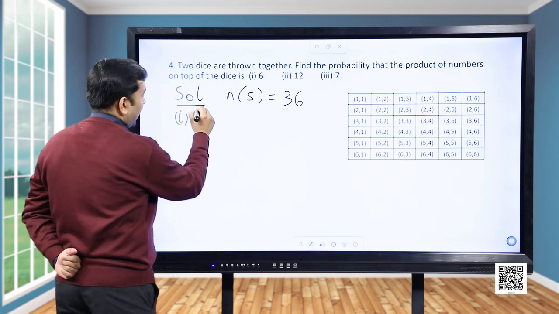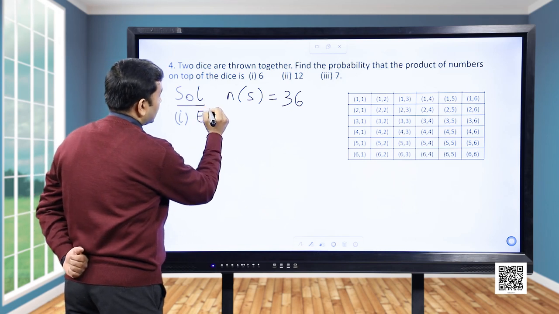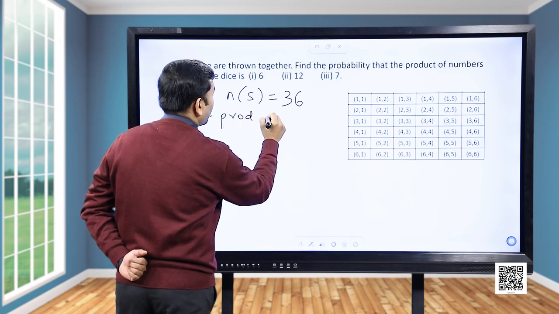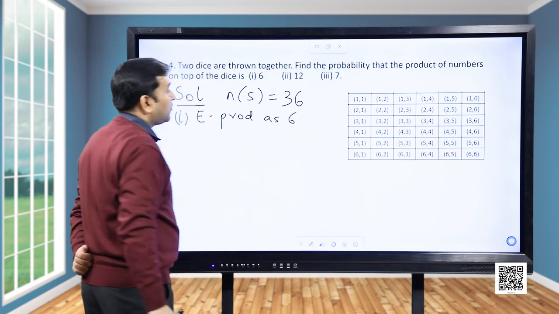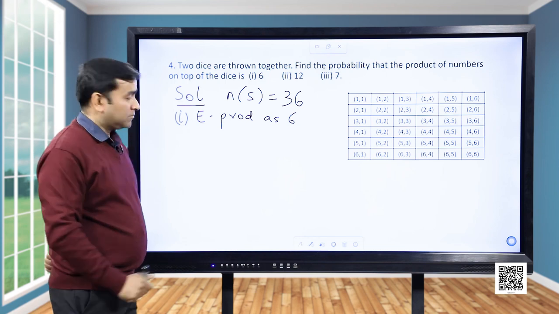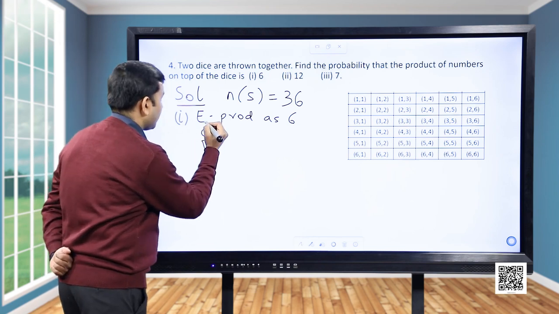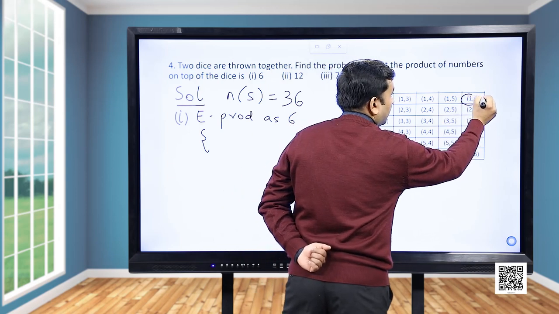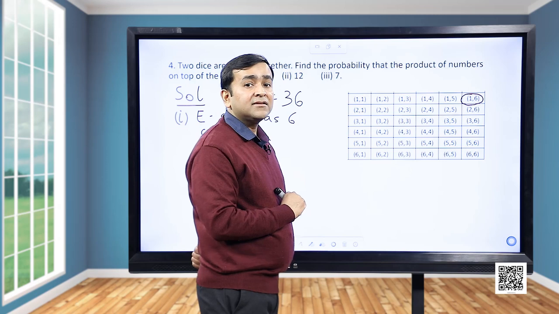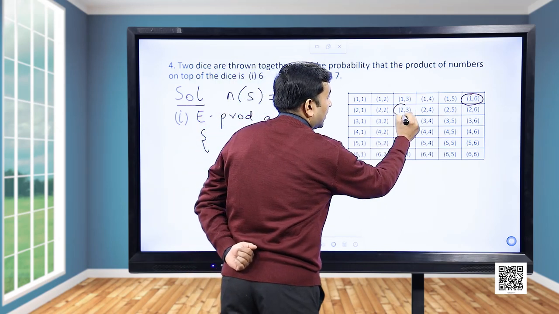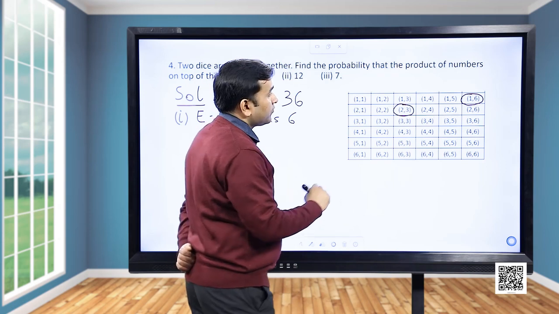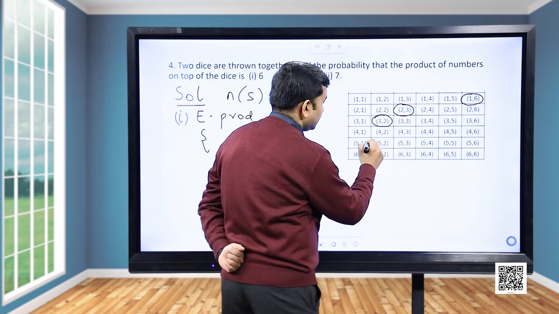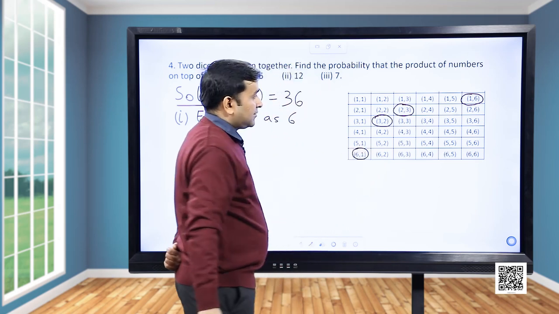So our first part, let E be the event such that we get the product of numbers as 6. So we need to find the favorable outcomes. What are the favorable outcomes? See, favorable outcomes, first of all, it would be this one. Why? Because 1 into 6 is 6. Then the other one would be 2 threes are 6. Next, it would be 3 twos are 6. And last, it would be 6 ones are 6.